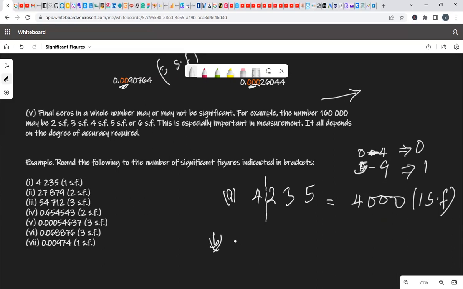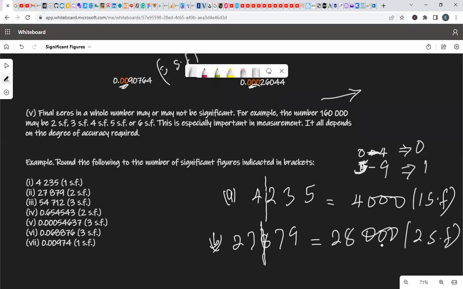And question B, we have 2, 7, 8, 7, 9. Then we want to achieve two significant figures. Here is the position of two significant figures. The next digit to it is 8. 8 is in this range of 5 to 9, so we round it to 1. Then add the 1 to this. 1 plus 7 is 8. So I have 2, 8, then 0, 0, 0. That is two significant figures.